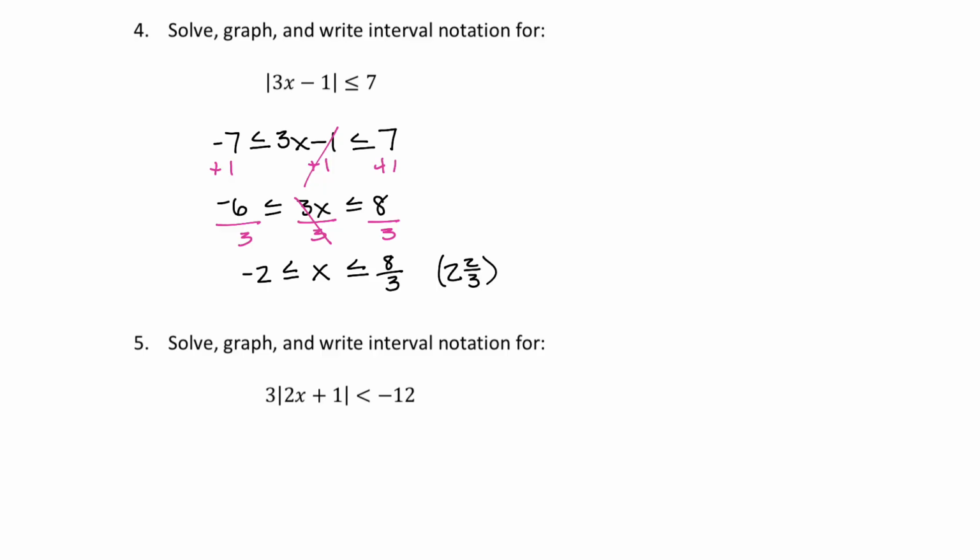Okay, because I'm out of space, I'm going to do it over here. But negative 2 should drop down. 2 and 2/3 will drop down. So negative 2, and I'm just going to leave it 8/3 though. Close circle for both of them, and in between. Those are closed, I promise. Which means bracket negative 2, 8/3 bracket.